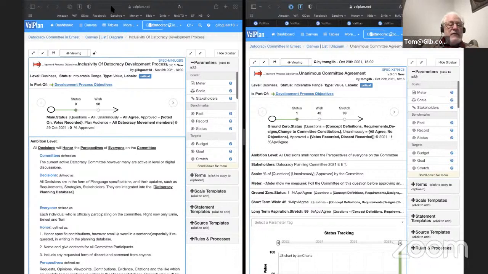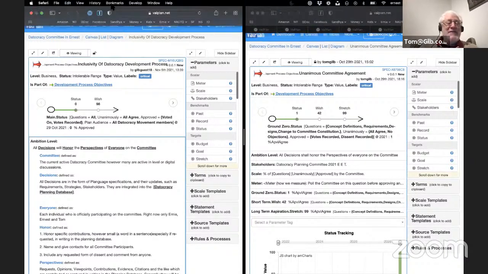Okay, so let me look at the ambition level. All decisions will have a perspective in the committee. And all, okay, so clearly... Did I do that? I hope not. Let's see. And there may have been a copy and paste glitch in there somewhere when you were creating this. Okay. All decisions will honor.